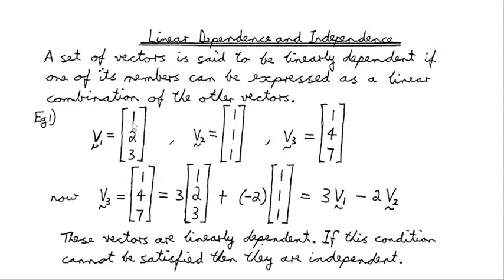Okay, so if we have a look here, let's take V3, for instance, which is equal to 1, 4, 7, and we can write that as 3 times V1 plus negative 2 times V2, so 3V1 minus 2V2, and that gives us V3. So these three vectors, V1, V2, and V3, are linearly dependent. We can write one of them as a linear combination of the others. Now, if this condition cannot be satisfied, then they are linearly independent.